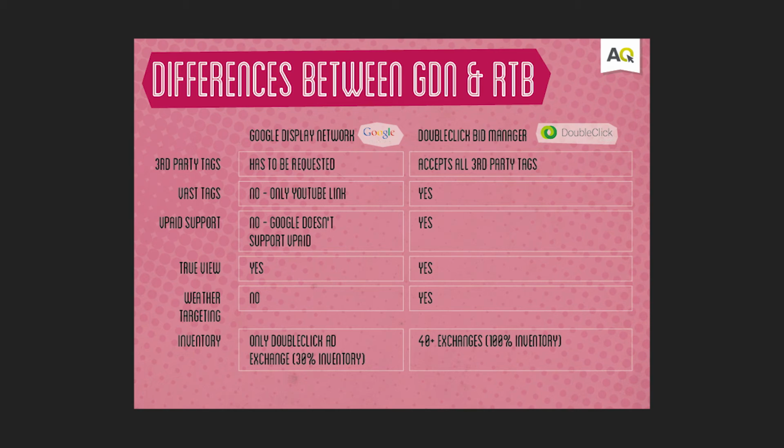In terms of third-party tags, on the Google Display Network, the tags have to be requested. You can use third-party tags, but you need to send those tags to your account manager. DoubleClick Bid Manager accepts all third-party tags. A VAST tag, the full form of VAST, is a video ad serving template.